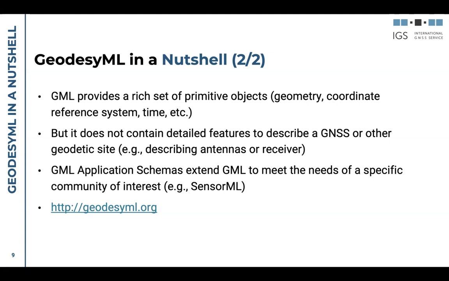So a GML application schema extends GML to meet the needs of a specific community of interest. For example, there's a format called SensorML, which is also an application schema of GML. And for more information, you can also refer to geodesyml.org.